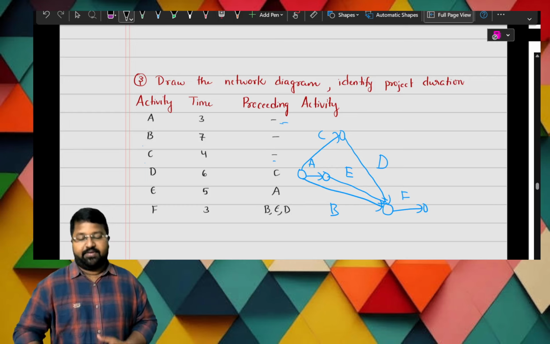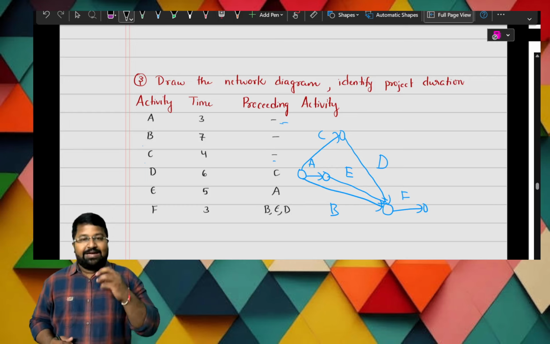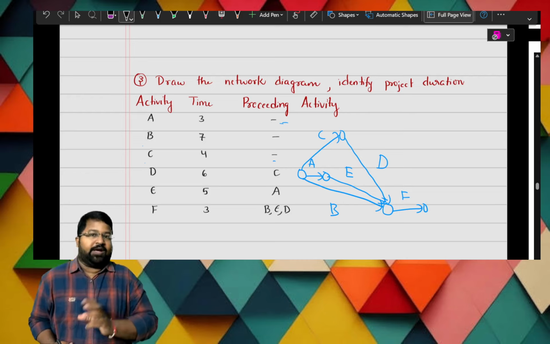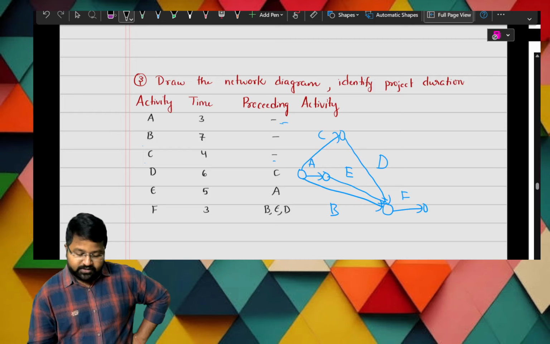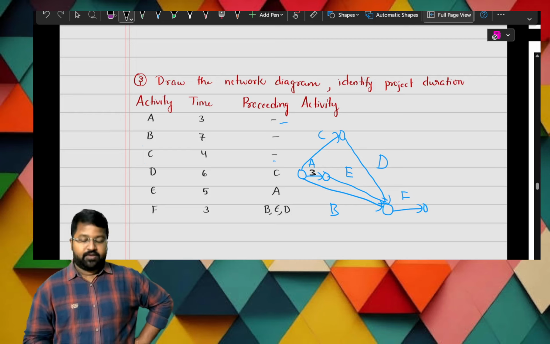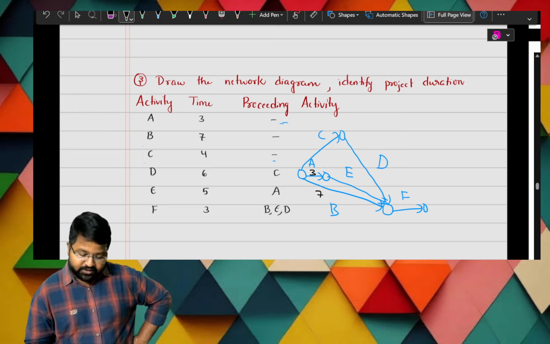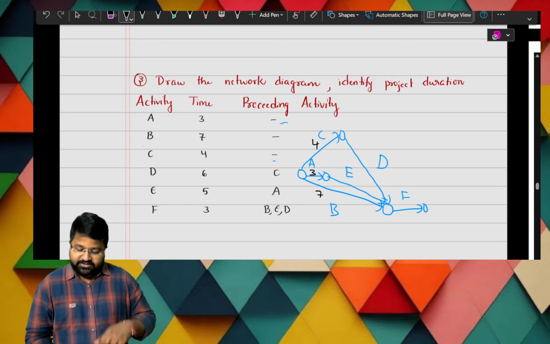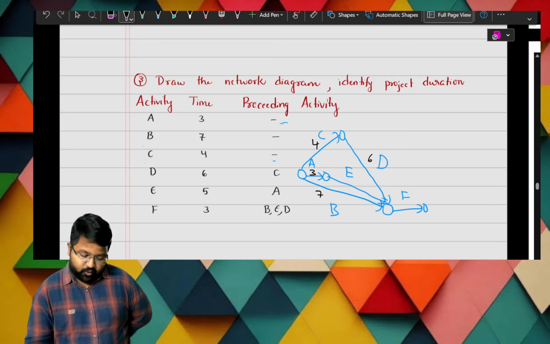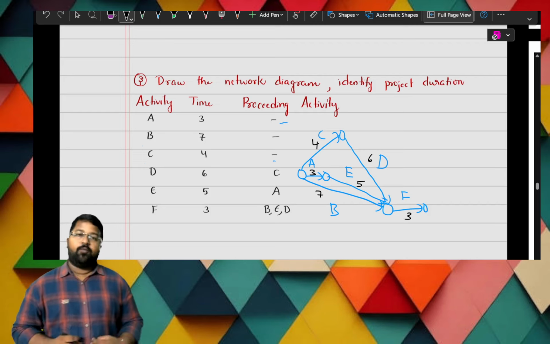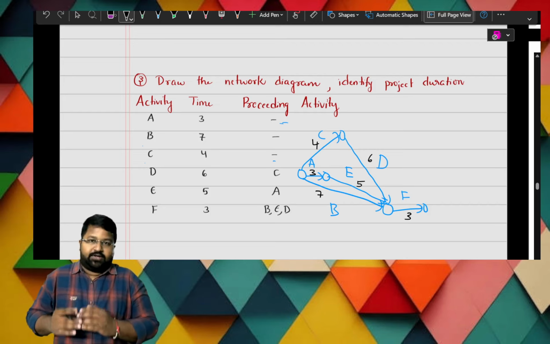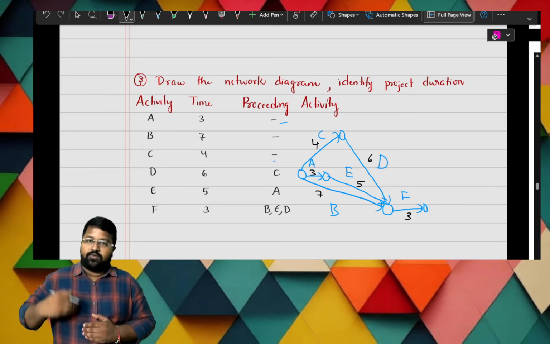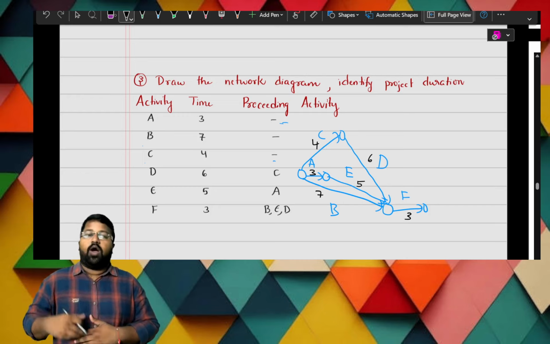The very next step is that we have to simply mention the time on the respective activity. So for A, what is the duration, buddy? 3 is the duration. And for B, it is 7. For C, it is 4. I have mentioned the duration. Next, for D, it is 6. Okay, sir. For E, it is 5. Okay, sir. For F, it is 3. Now we have mentioned the duration, the time taken by the respective activities, on top of the activity. Done. What next we have to do, sir?